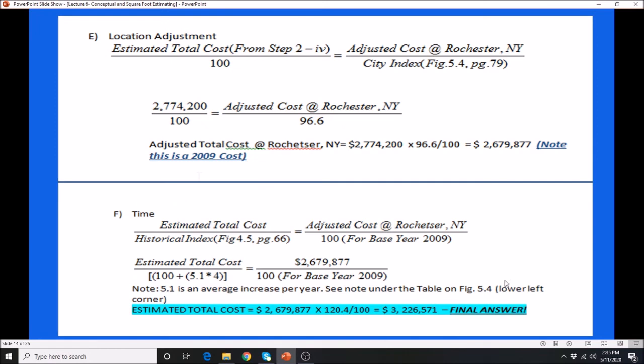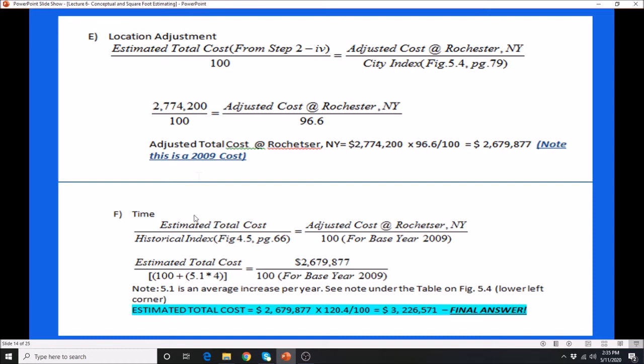Alright, so next is the location adjustment. The estimated total cost from the previous chapter, 2,774,000, is divided by 100, because that's a national average. You have to figure out the city index based on the location, Rochester, New York. It has a 96.6 city index. Cross multiply and divide by 100. That gives you 2,679,000. And again, this is a 2009 cost.